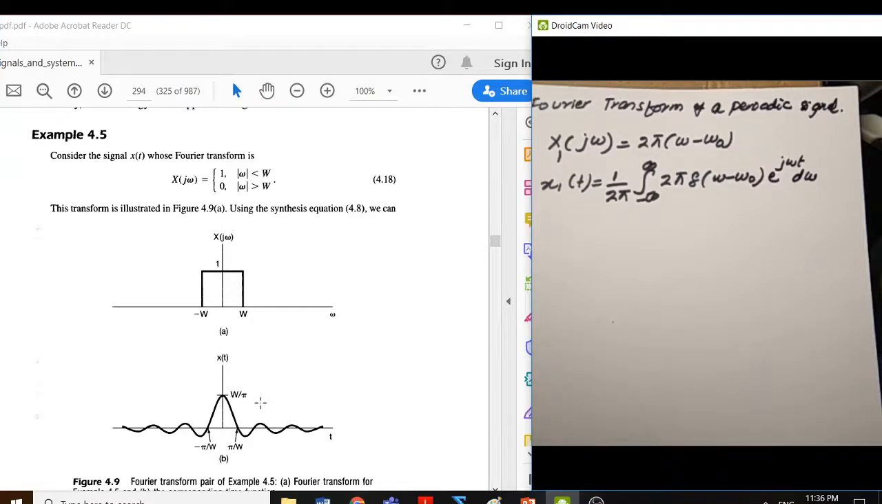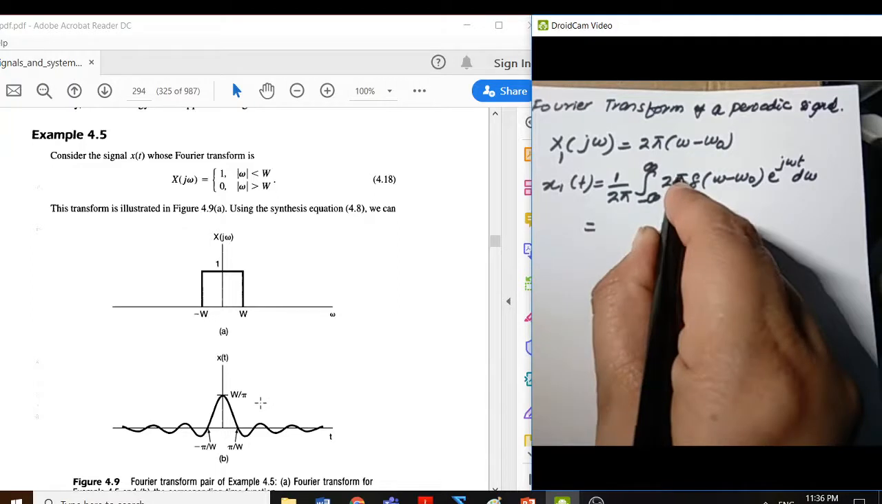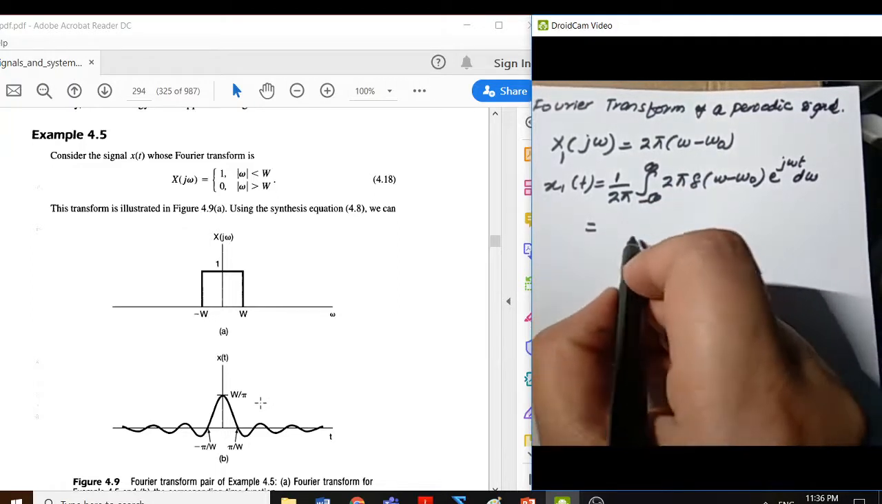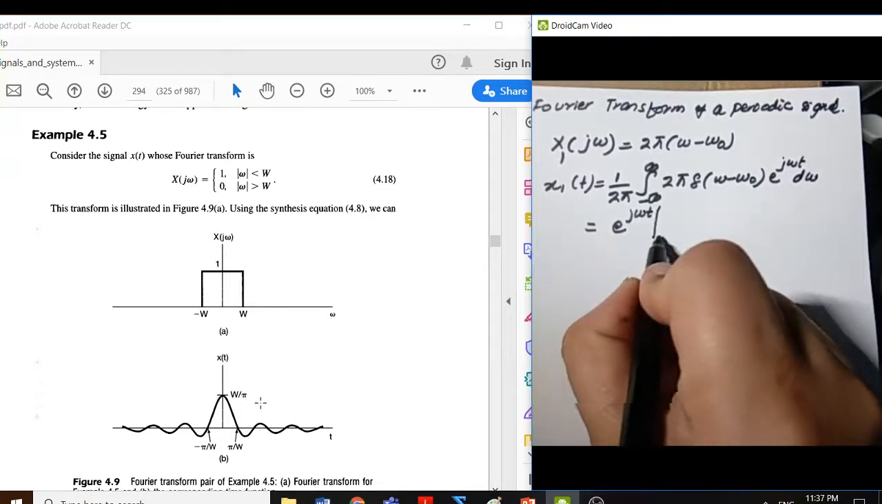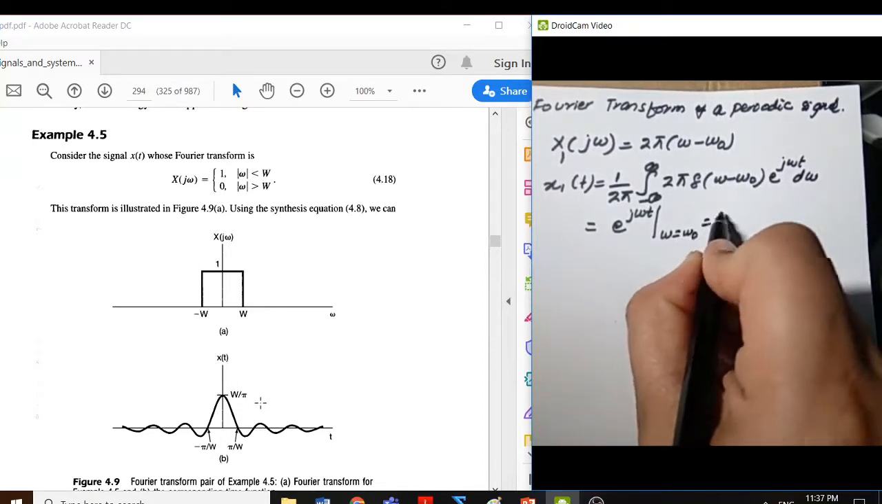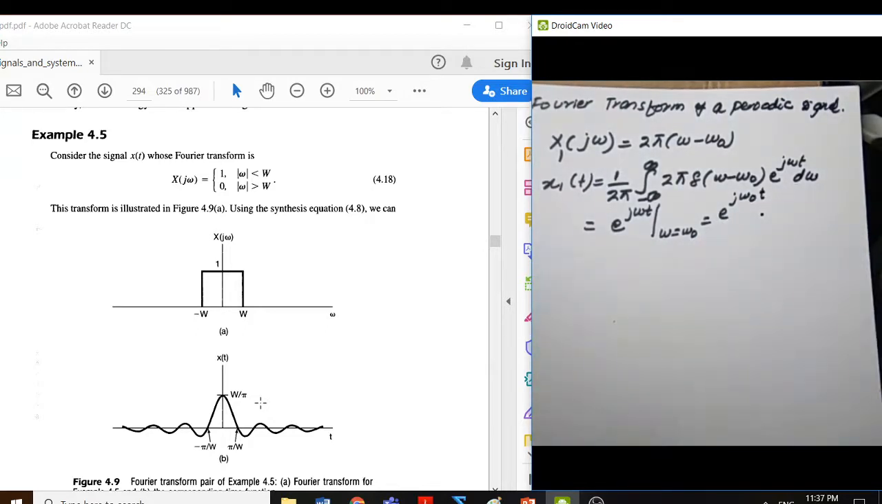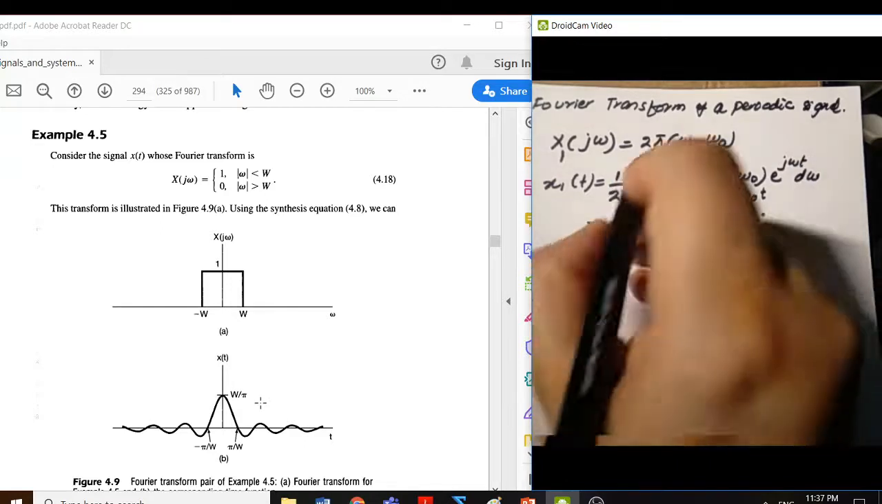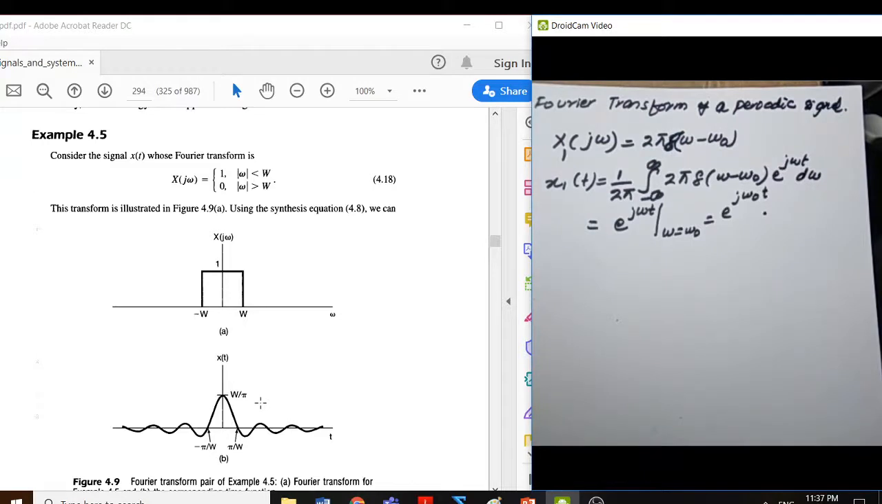This 1 by 2 pi comes from the formula, and this is the value of x1 of j omega. Again, applying the shifting property, this 2 pi and this 2 pi get cancelled, and once I apply the shifting property, we get omega equal to omega naught, which gives e to the j omega naught t. This was delta, I am sorry, I missed writing delta over here. I didn't write the delta impulse.